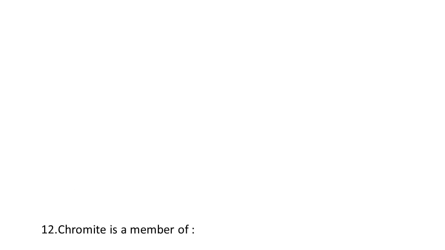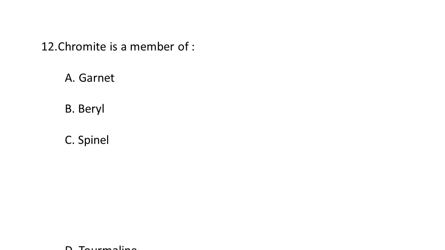Next question. Chromite is a member of A. garnet, B. beryl, C. spinel, D. tourmaline. Chromite is a member of spinel. So it is a member of the spinel group of minerals. Chromite is a crystalline mineral made up of iron(II) oxide and chromium oxide components, with the chemical formula FeCr2O4. So chromite is a member of the spinel group.